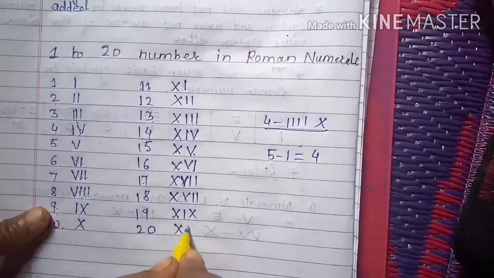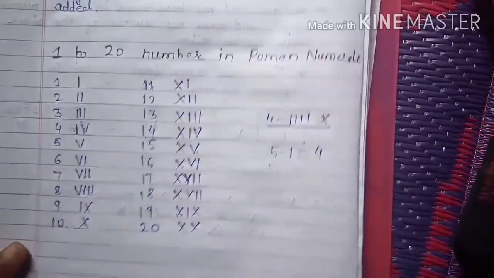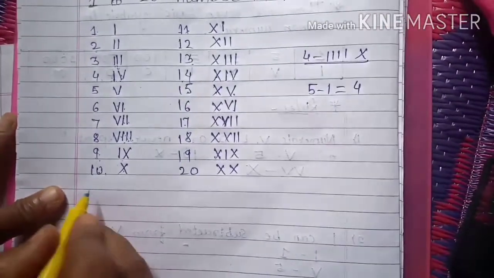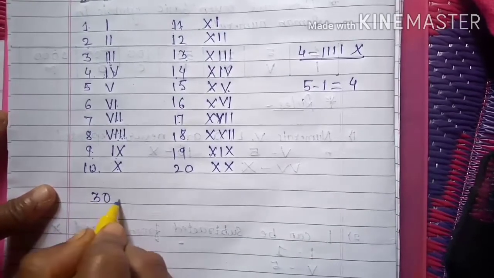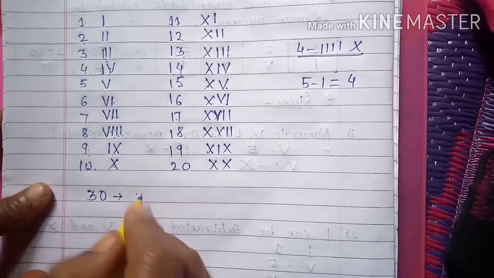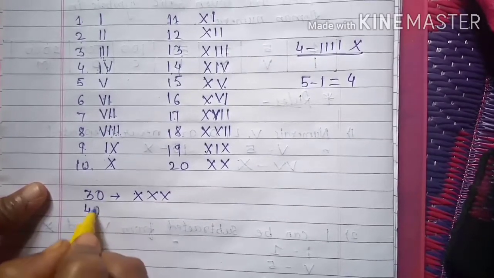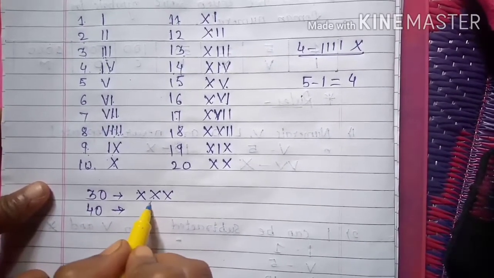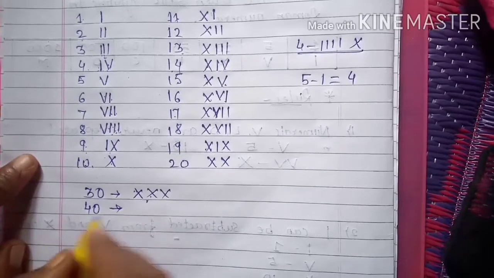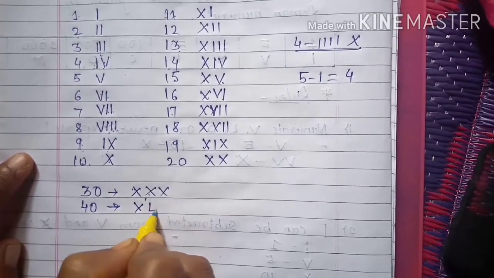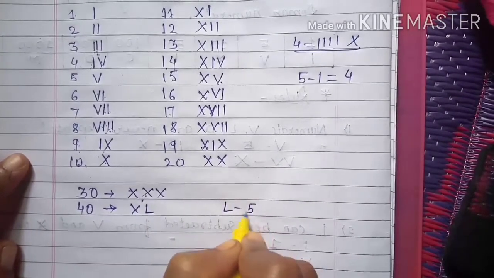20 means 2 times X. Now see here children. 30. How do we write 30? We write it as capital X 3 times. 40. Remember we can't repeat the X again here. 40 means what? X, L, because L represents 50.